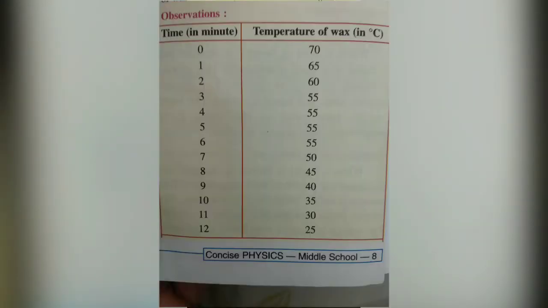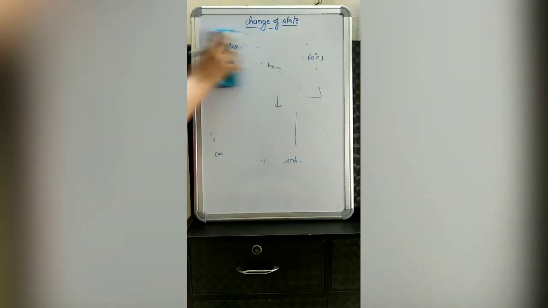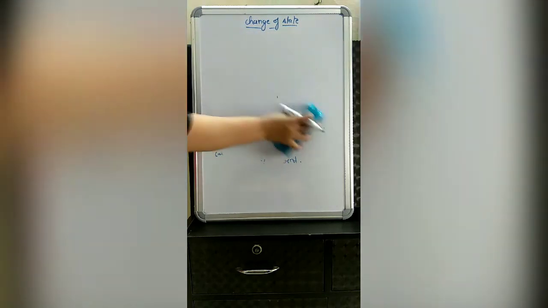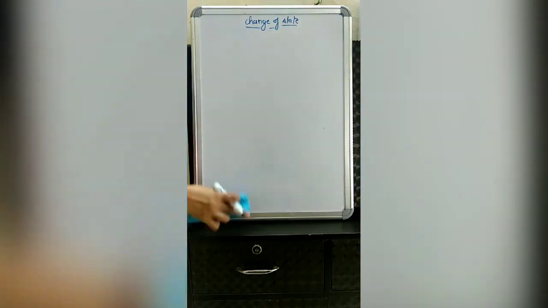For better understanding, we can continue the previous activity but in reverse order. We will notice that the wax freezes again at 55 degrees Celsius. After the complete wax has frozen, only then does the temperature begin to fall again, as you can see in the data given on your screen. Both things are happening at the same temperature.